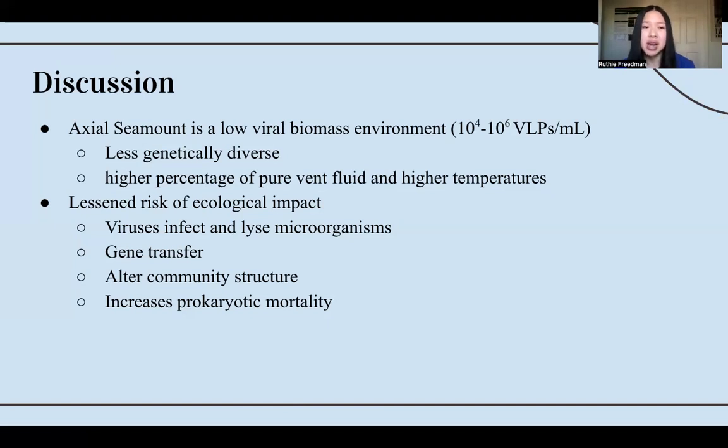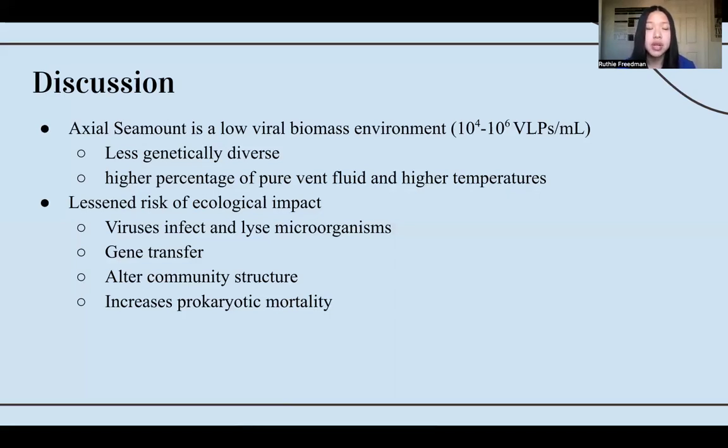And research had us expecting to see 3 to 4 per vent site. So these are less genetically diverse. And this probably means that these vent sites have higher percentages of pure vent fluid and higher temperatures.